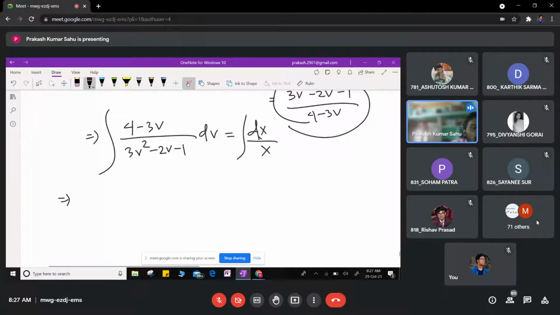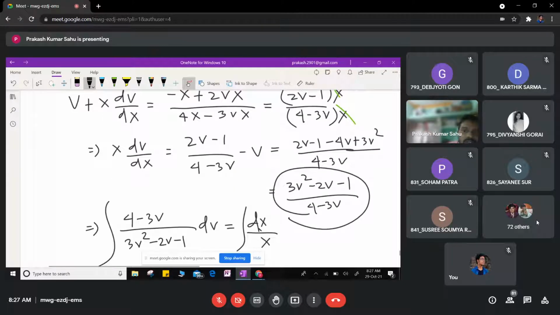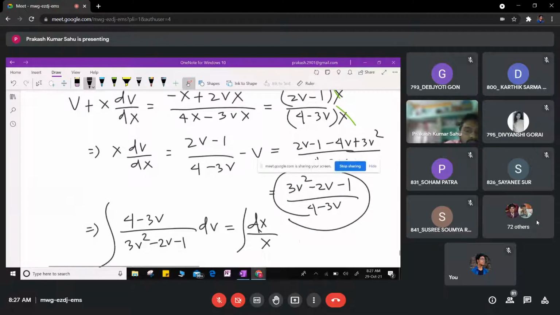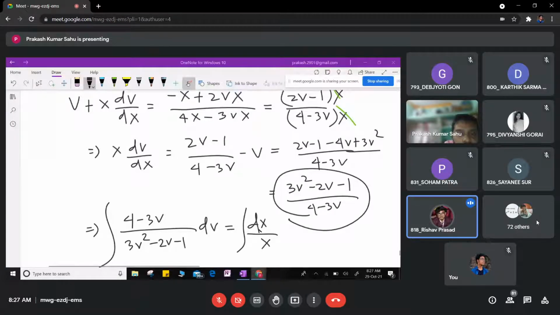So if you integrate, what will happen? So 3v square minus 2v minus 1. So once scroll the screen up, please. Okay. Sir, done, sir. You can move down.